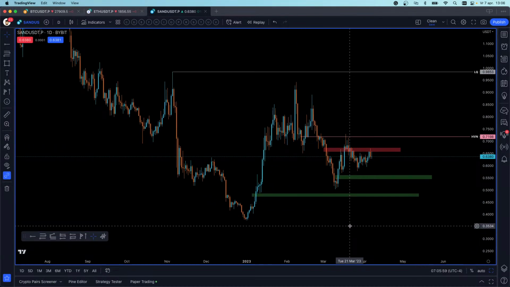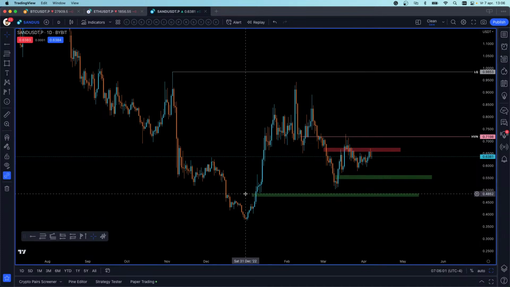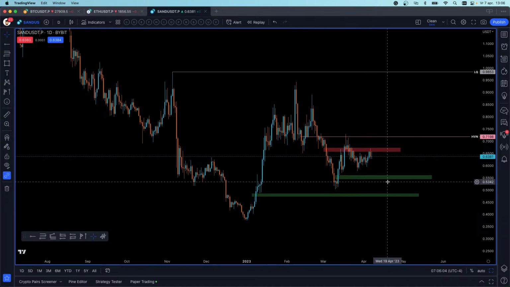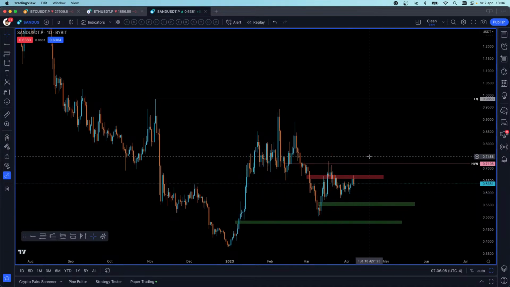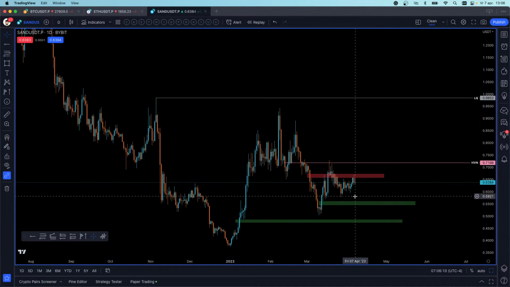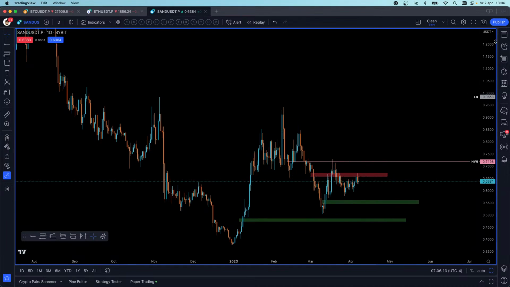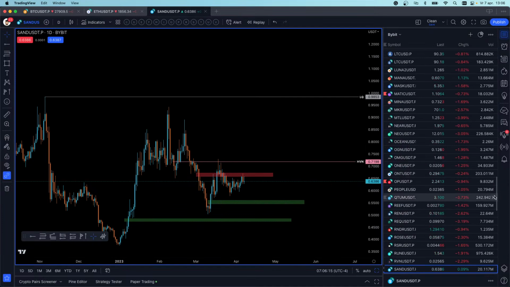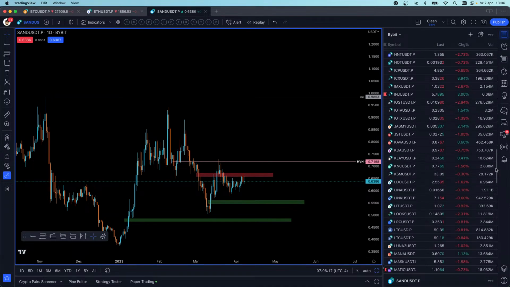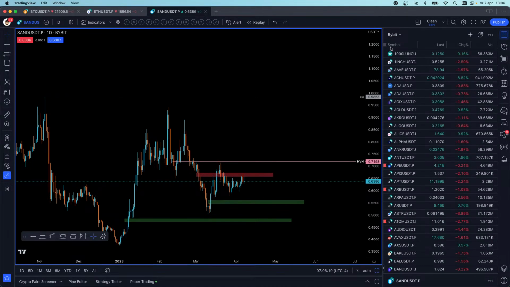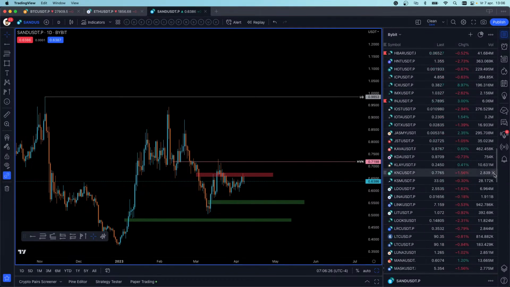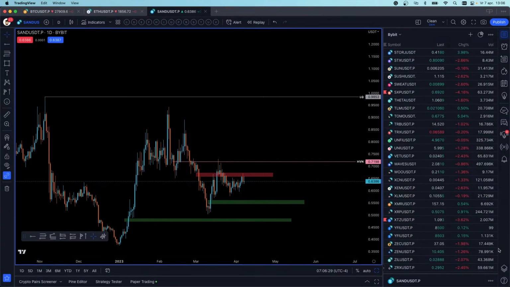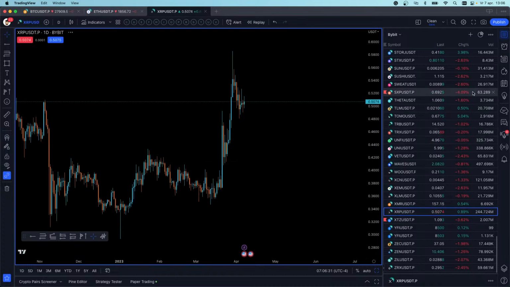It's just in between levels. Maybe if it can go back towards that level, or in here, we can look for a long scalp. We're below a high volume node. Yeah, sometimes you just don't see any trades and you just move on and look for other probable setups. I will look at XRP.